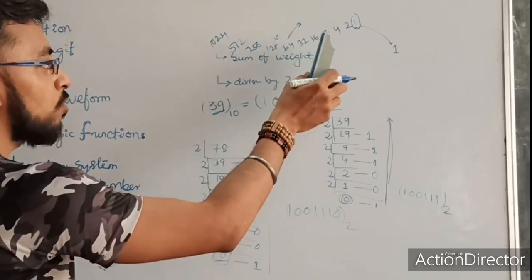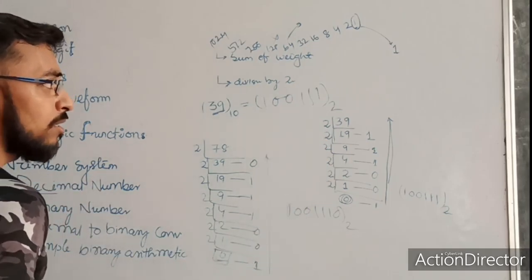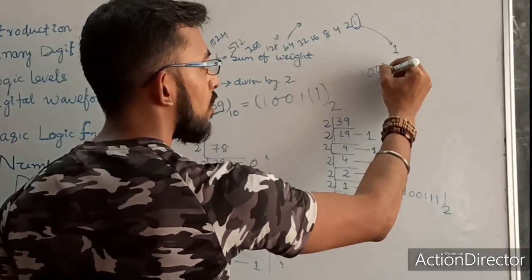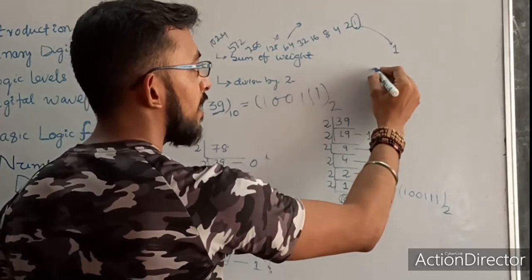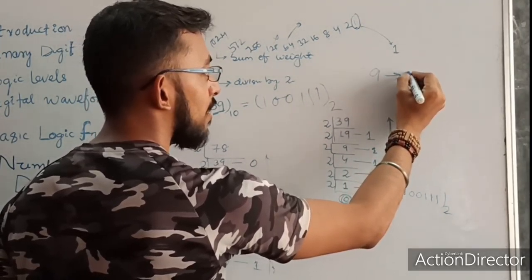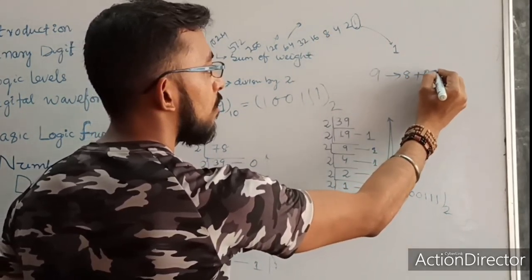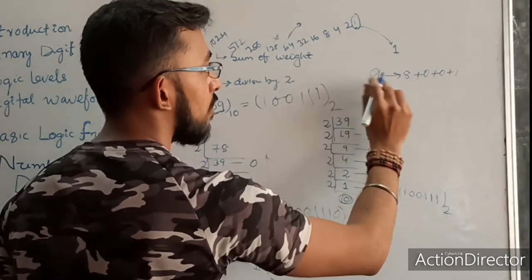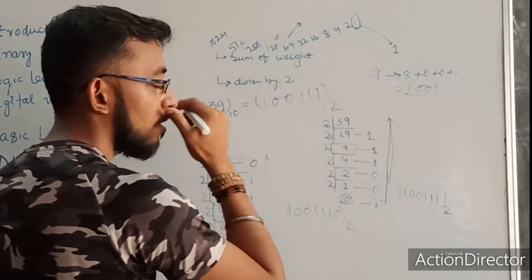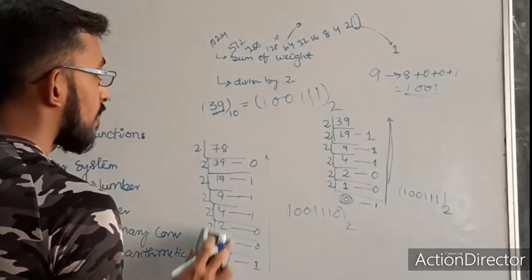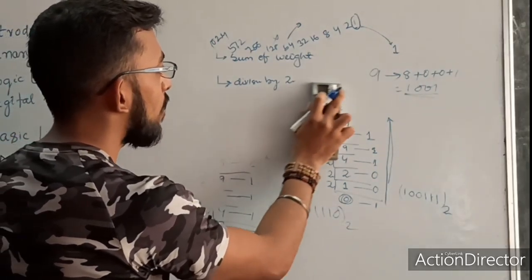Either you do it by the sum of weights. If a small number is given, you can easily calculate. Suppose 9 is given. What do you mean by 9? 9 means I can't use 16, I can only use 8. 8 plus 0 plus 0 plus 1 will give me the value 9. So 1001 is nothing but my 9. Okay, this is the number. Let's see the fractional method, how to calculate for fractional values.